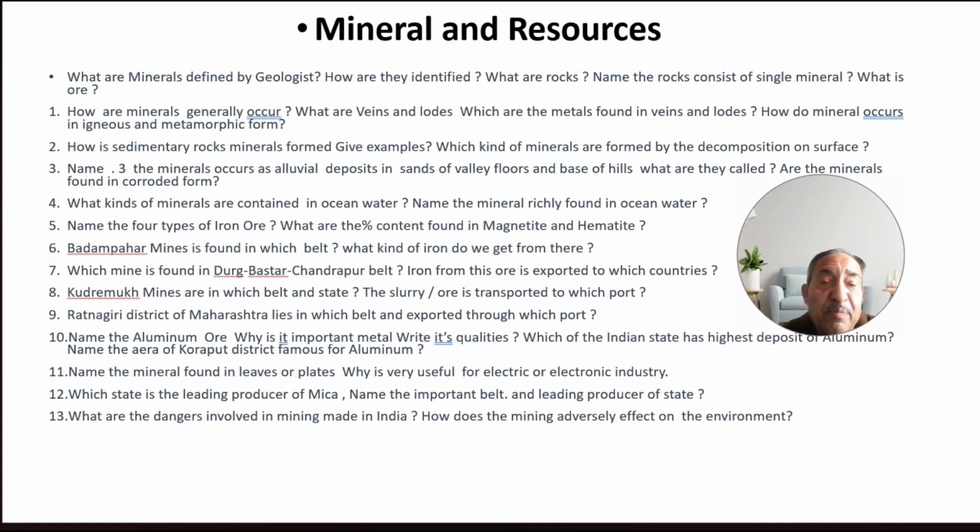Next, name the mineral found in the leaves or plates. Why is it very useful for electric and electronic industry? Which state is leading producer of mica? Name the important belt and leading producer of state. What are the danger involved in mining made in India? How does the mining adversely affect the environment?